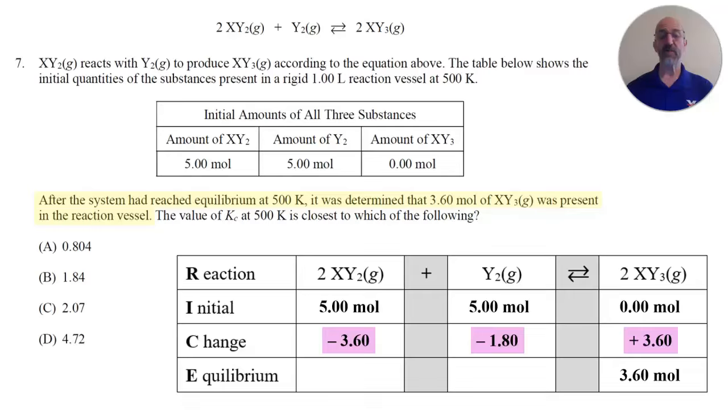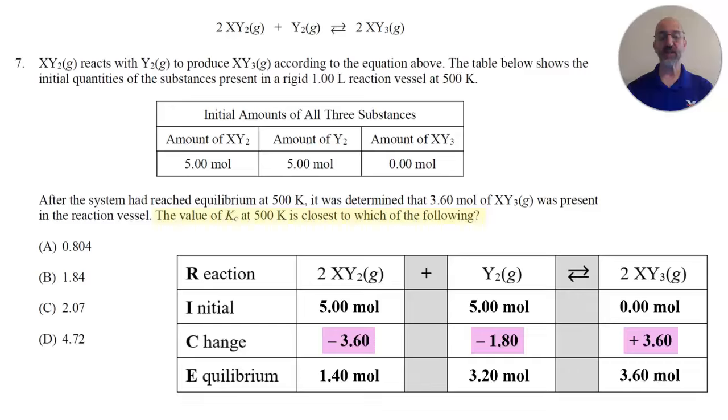So 5 minus 3.6 is equal to 1.4. That means that there's 1.4 moles of substance XY2 present in the reaction vessel after the system had reached equilibrium. And 5 minus 1.8 is equal to 3.2. So I can see that there is 3.2 moles of substance Y2 present in the reaction vessel after the system had reached equilibrium.